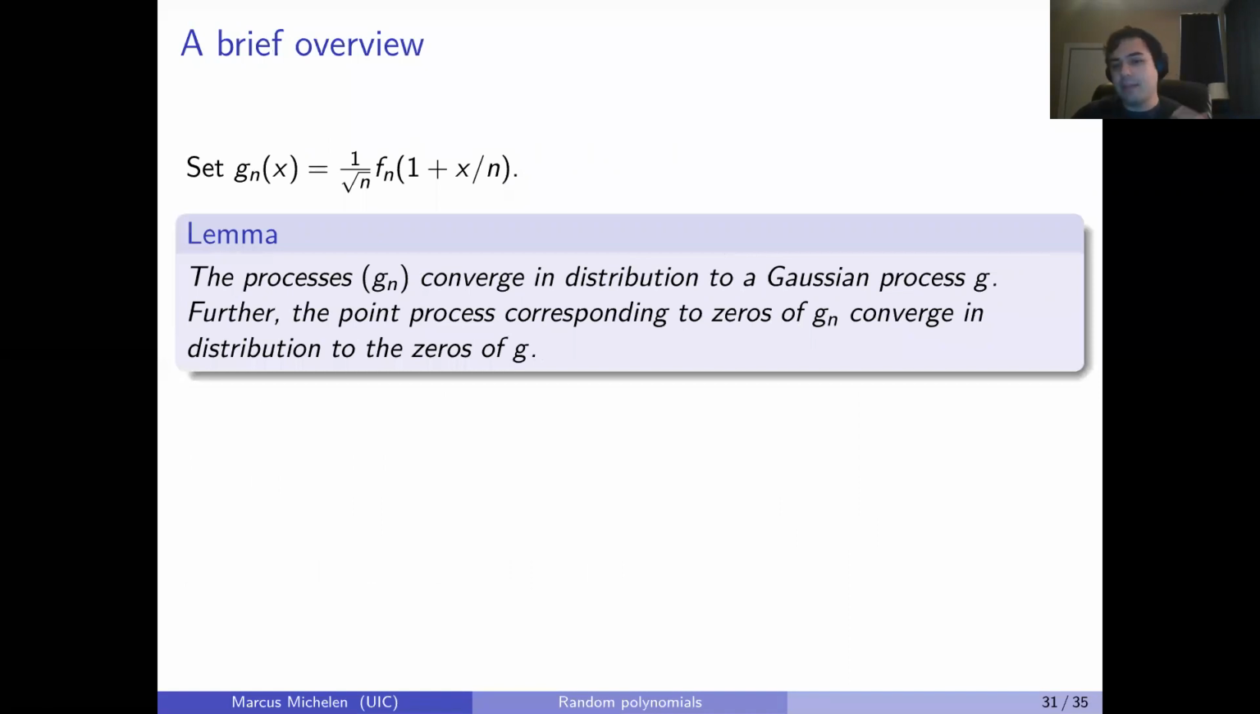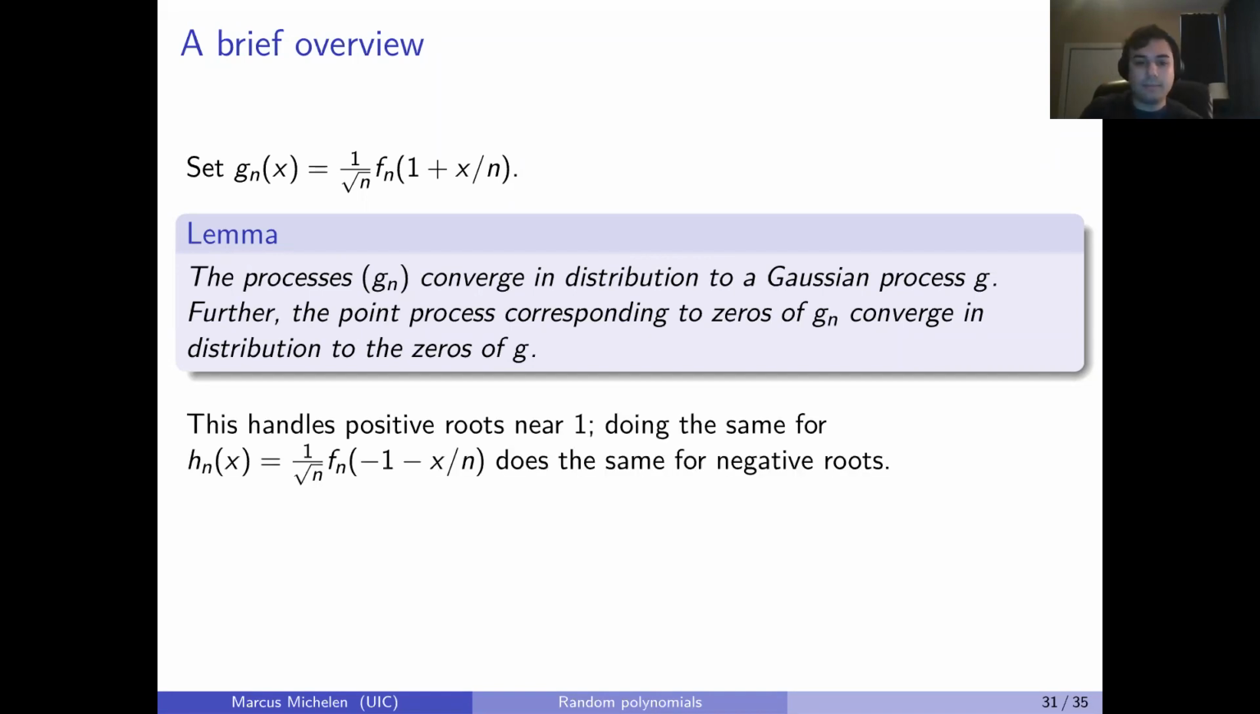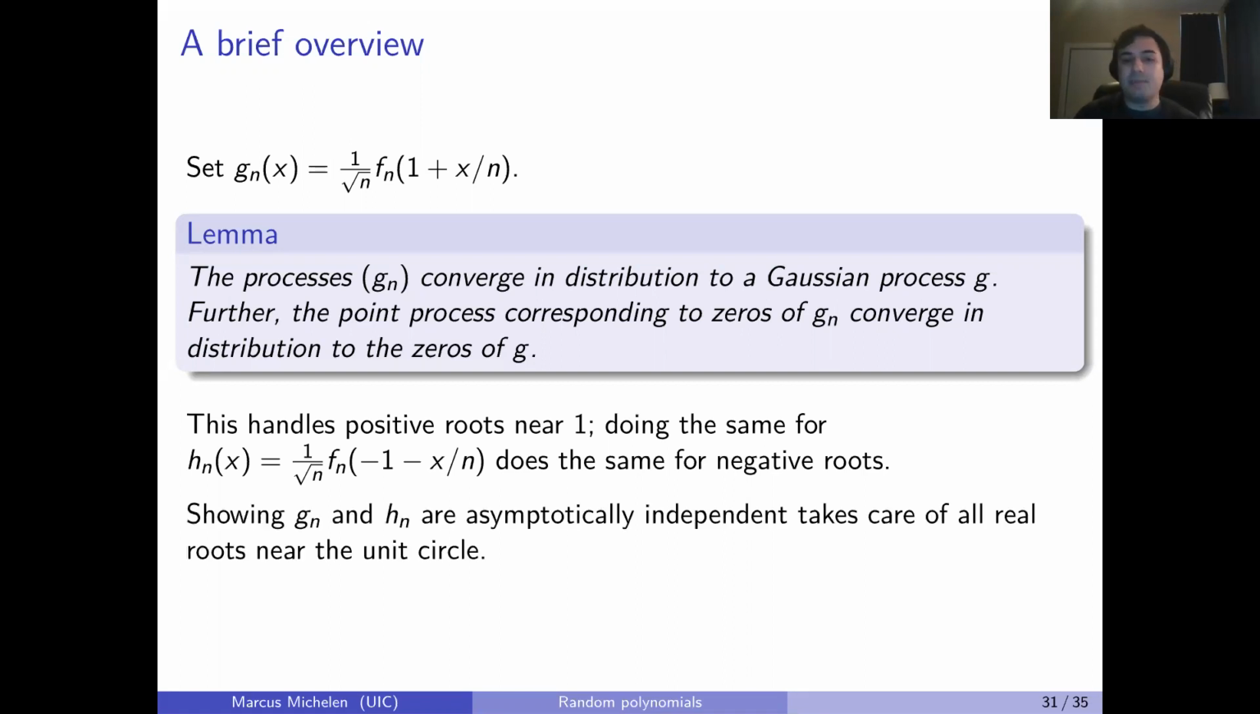So a quick overview of how this goes down, we just rescale our polynomial correctly. So I look on the order of 1 over n away from 1. I rescale by 1 over root n. And you get convergence to a Gaussian process. And further, it's not so bad to show that the zeros of my polynomial are going to converge to the zeros of this Gaussian process. So this handles roots near 1. And doing the same for roots near -1 is going to give us what happens for negative roots. They'll end up being asymptotically independent, so that'll give us both halves of the picture of real roots.